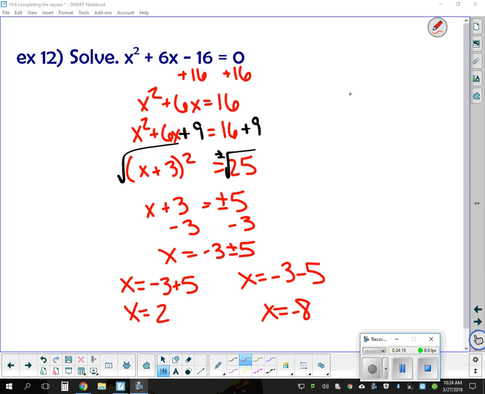Also keep in mind you could get no solution if you have the square root of a negative number, or if you get the square root of 0, then you would only get 1 solution, and that is okay as well.